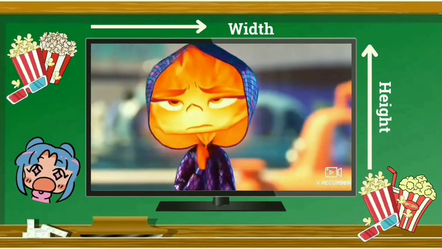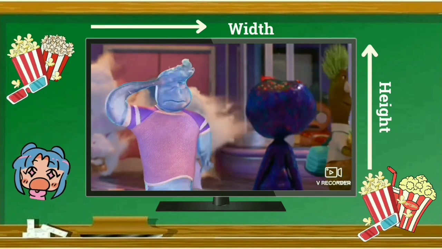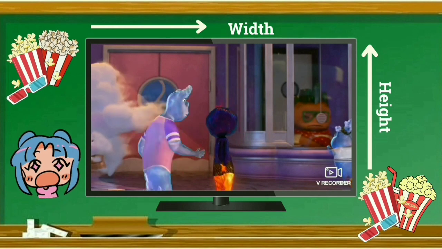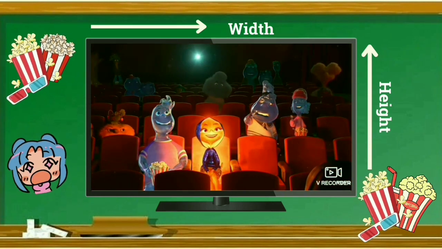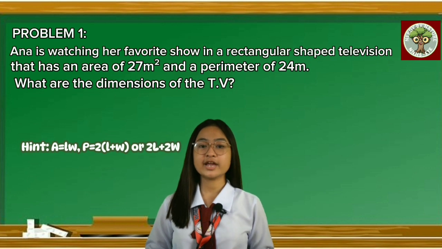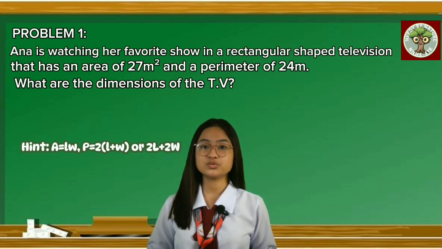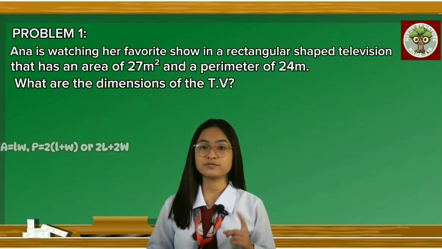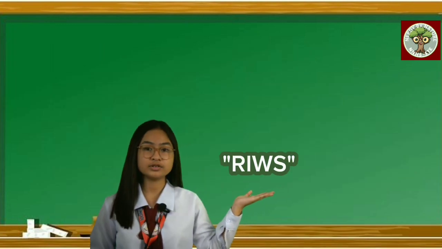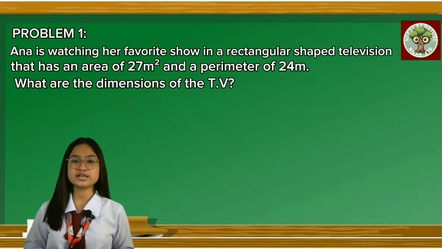Anna is watching her favorite show in a rectangular-shaped television that has an area of 27 meters squared and a perimeter of 24 meters. What are the dimensions of the television? Hint! The formula in getting the area of a rectangle is length times width, while the perimeter is 2 times the quantity of the sum of length and width. But first, you should always remember this acronym, RIWS. These are the steps that you'll follow in solving word problems.